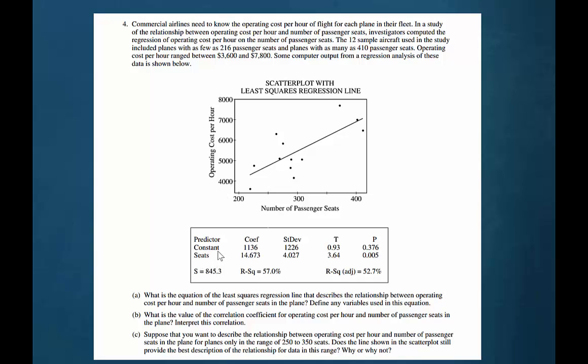Here in the computer output, we see that we have the coefficients, and the constant is 1136, and the slope coefficient for the number of seats is 14.673. We also have standard deviations, and then we're provided with some other output here that we'll talk about in a later module. We also have this r-squared value, which is going to come into play here.